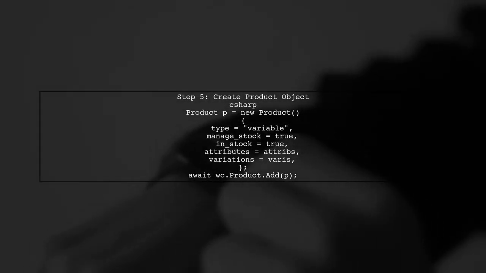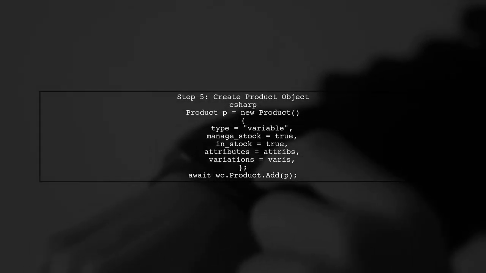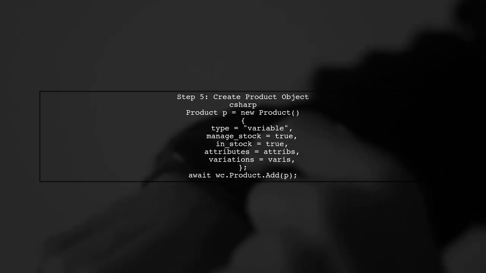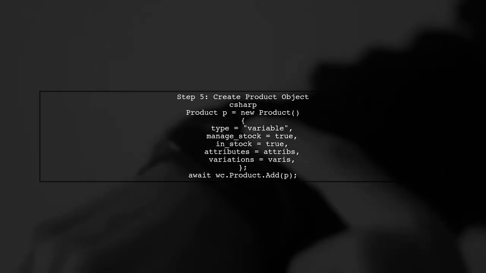Finally, we will create the product object, ensuring to set its type to variable, and include the list of variations we created. This is how we can add the product with variations to WooCommerce.